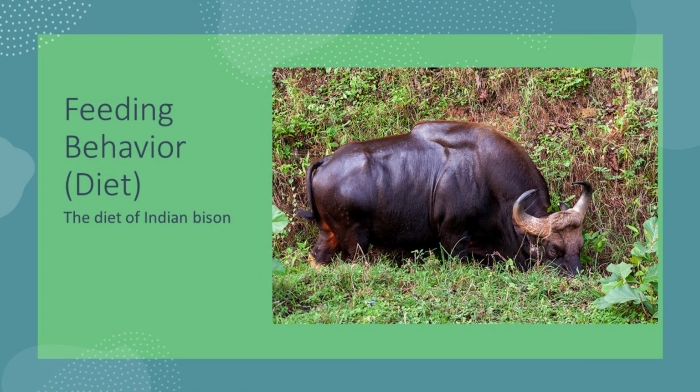Slide 6. Feeding Behavior, Diet. Indian bison are primarily herbivores, with a diet that includes grasses, leaves, and other vegetation. Their feeding behavior has a significant impact on the ecosystem as they graze across a wide range of habitats, influencing plant composition and regeneration. These herbivores play a vital role in shaping the landscape through their dietary preferences. They prefer evergreen forests and moist deciduous forests. They are grazing animals and feed in the early morning and late evenings.